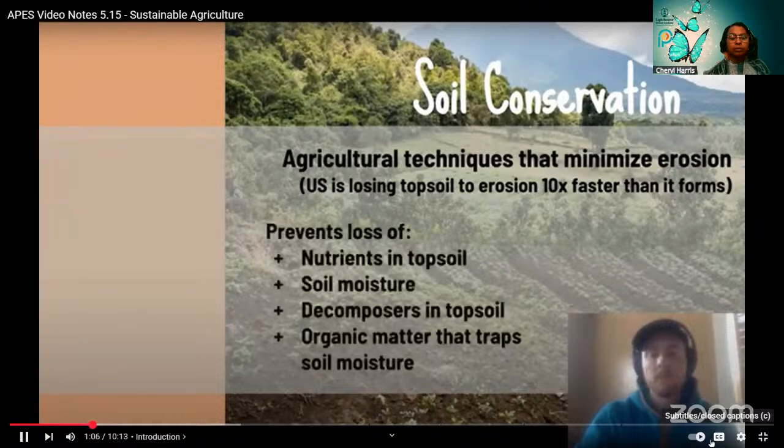So why is this important? Well, it's going to prevent the loss of the nutrients that are in the topsoil. It's going to prevent the loss of moisture that's in the soil that plants need in order to grow. It's going to keep those decomposers in the topsoil that are really important there. And remember, organic matter is really important for retaining nutrients and moisture in the soil.